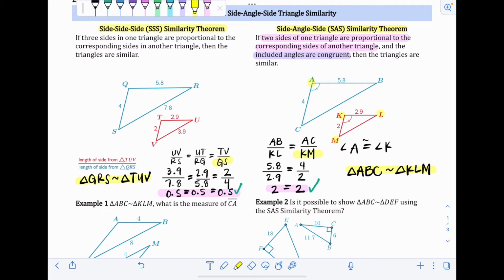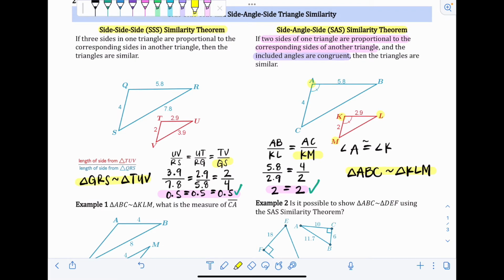Okay, so just like two new theorems. These are in addition to the angle-angle similarity theorem, so there's 3 so far for similarity between triangles. I would keep them somewhere handy where you can go back and refer to them.